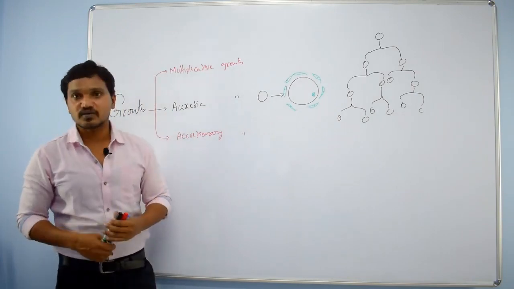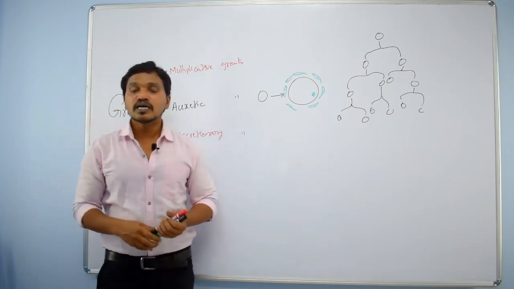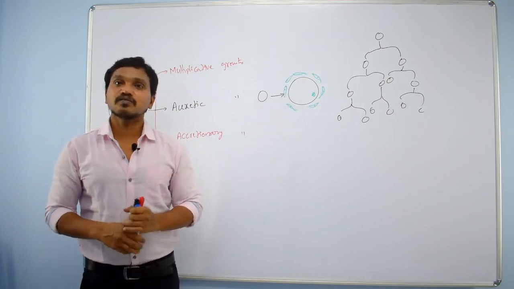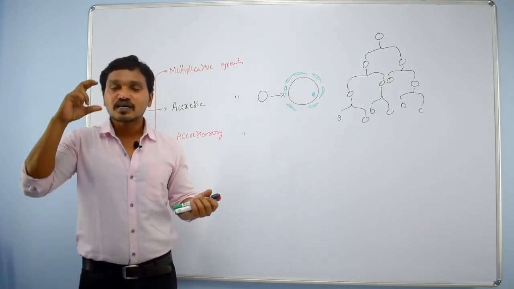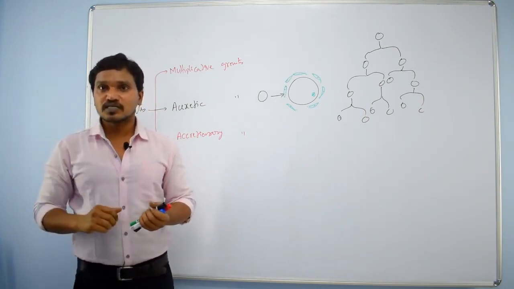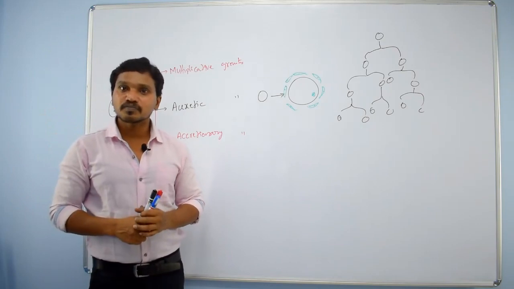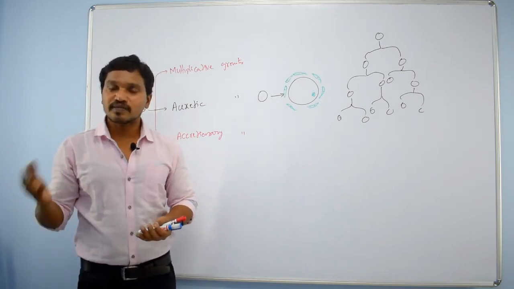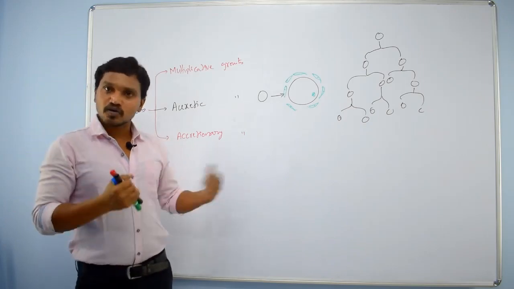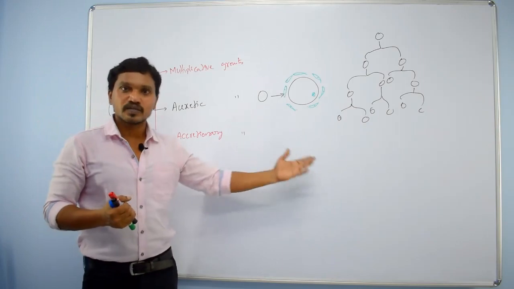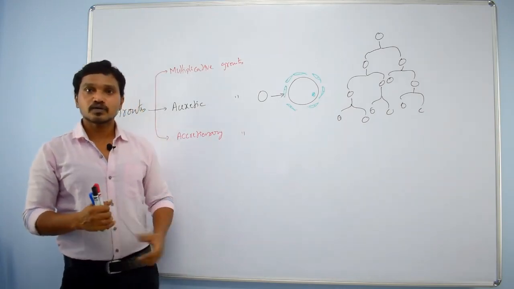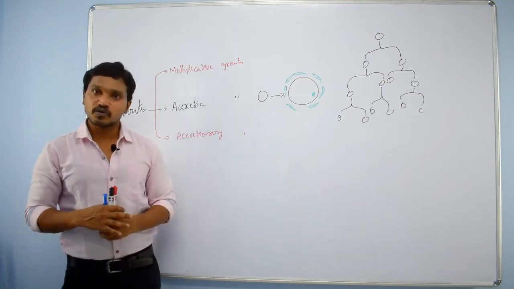Then accretionary growth. Accretionary growth means instead of cells, interstitial substance will increase, increasing the amount of interstitial substance, right? Examples, cartilages and bones. There interstitial substance will be more and those structures will undergo growth. That type of growth we call accretionary growth. Clear? So these are the different types of growths.